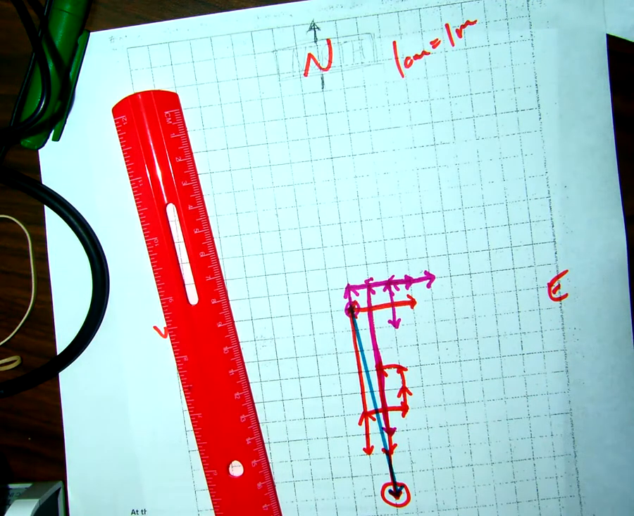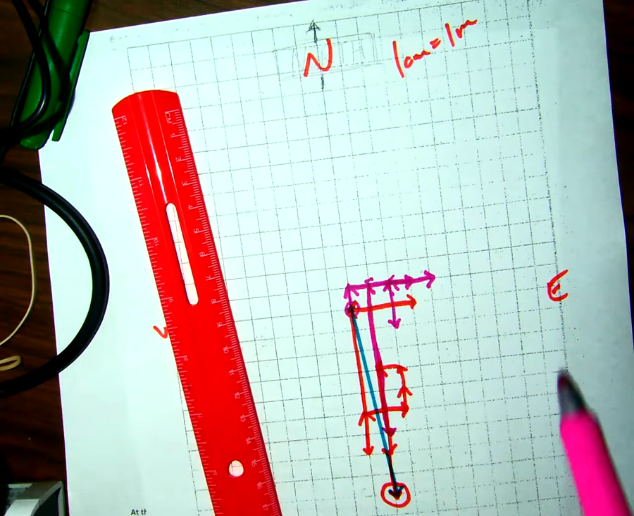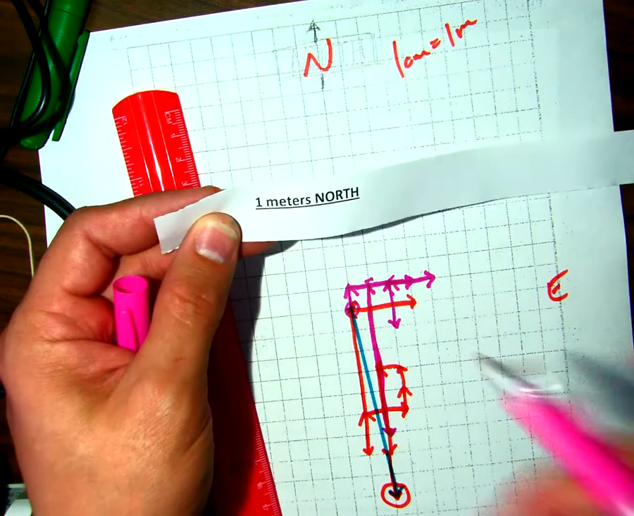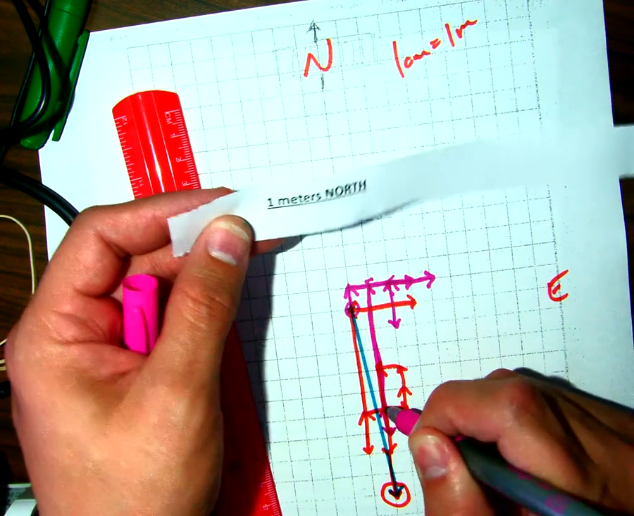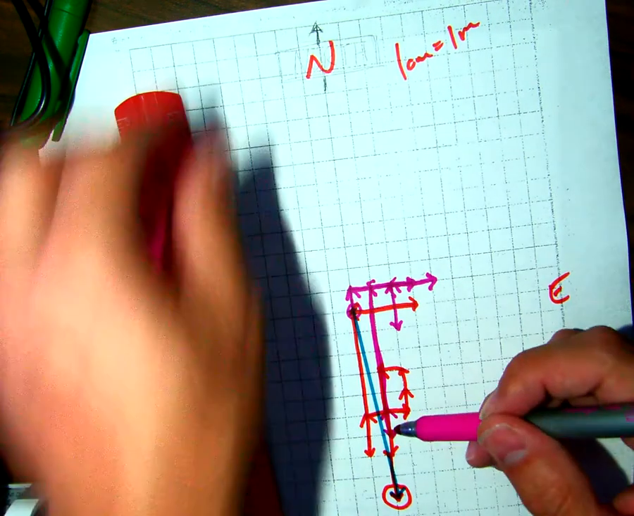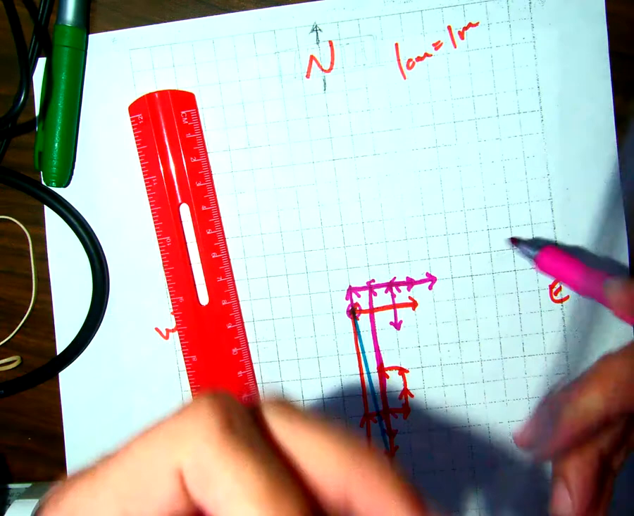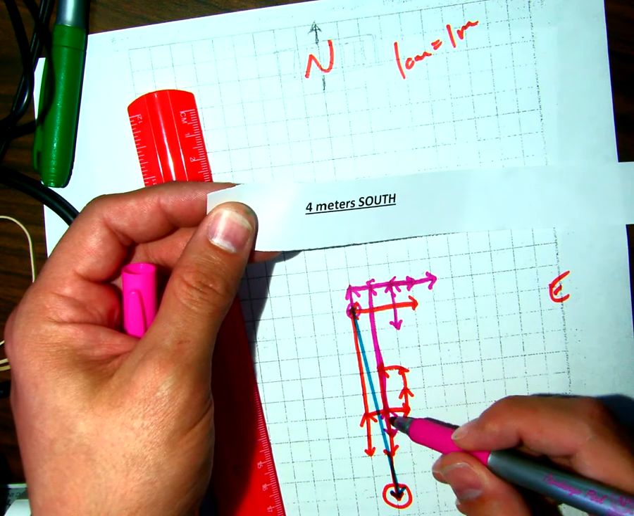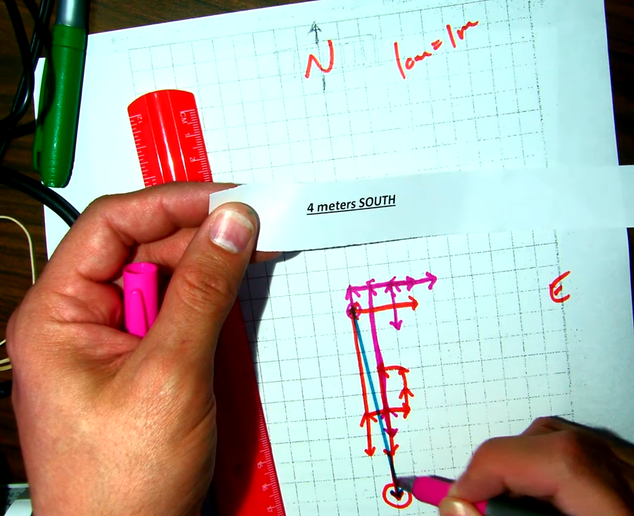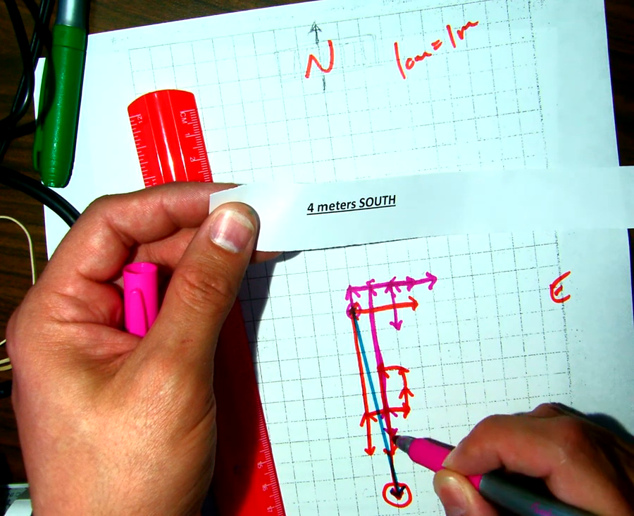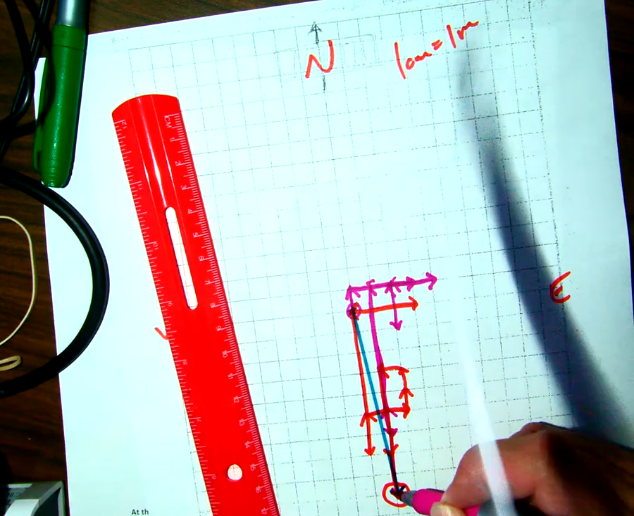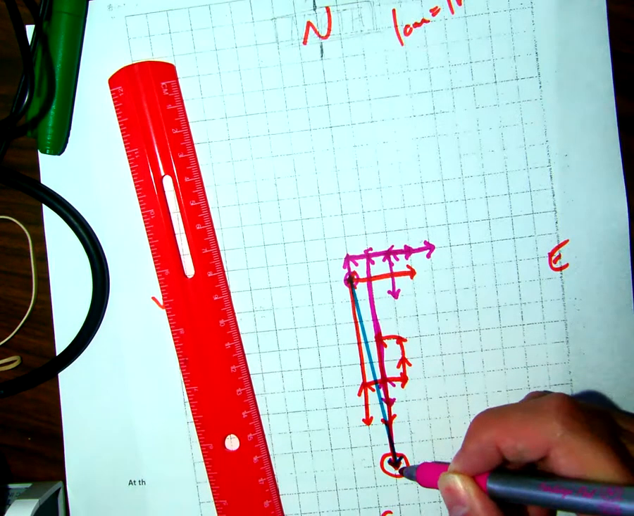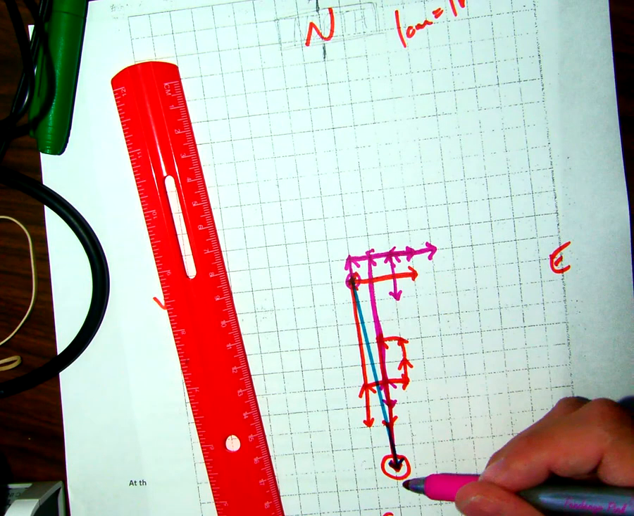Don't want to lose that. I draw the next one, and it says 1 meter north. So I'm going to go back up. I'm at this point. And then my last one says 4 meters south. So I was at this point, and I go 1, 2, 3, and 4. And you'll notice that I ended up exactly where I ended up last time. My last path that I took in the orange led me to this point.